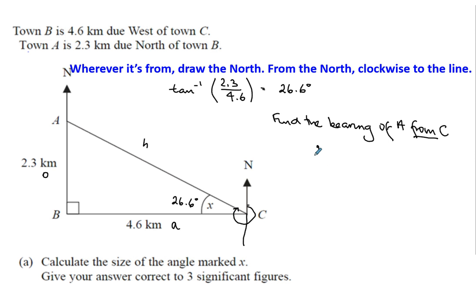So you've got 270 plus 26.6. And that gives you 296.6. Okay, let's say we wanted to do it to three significant figures. So you've got 297 to 3 significant figures.